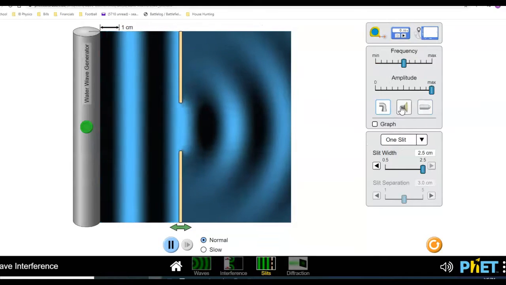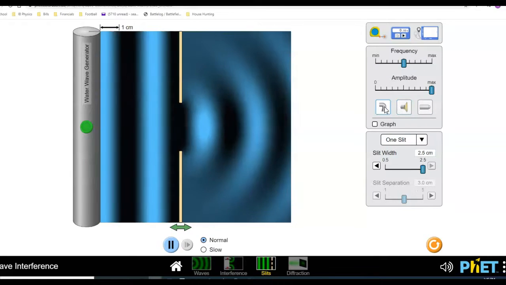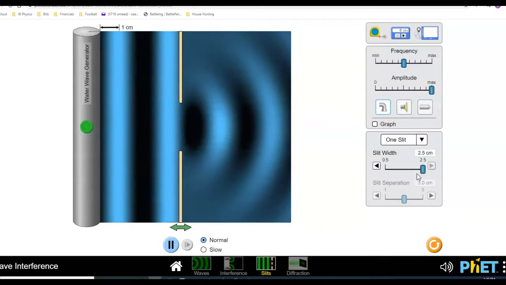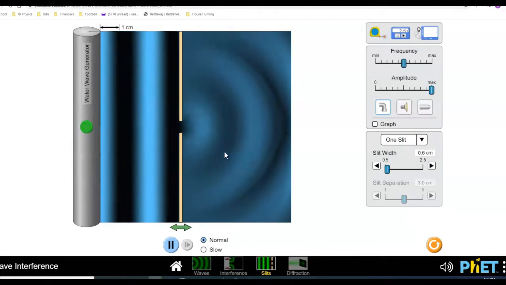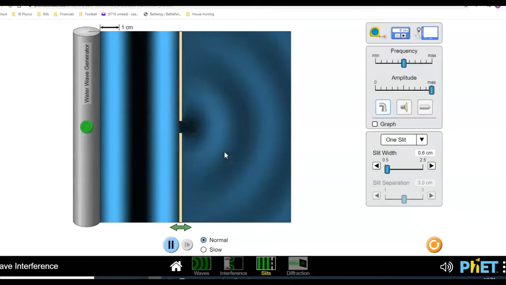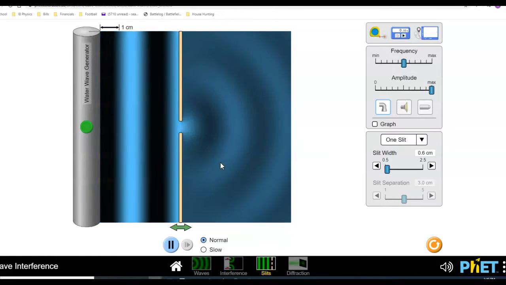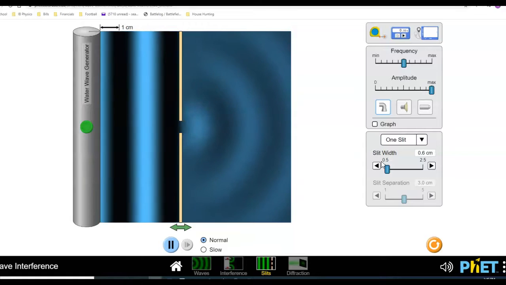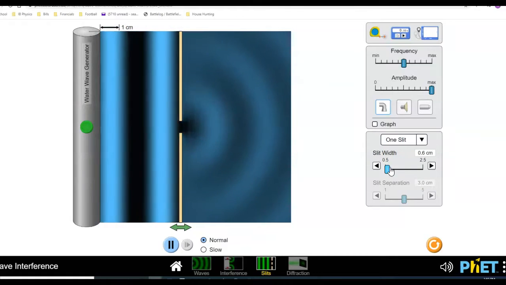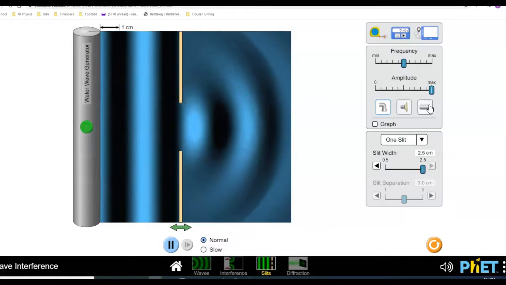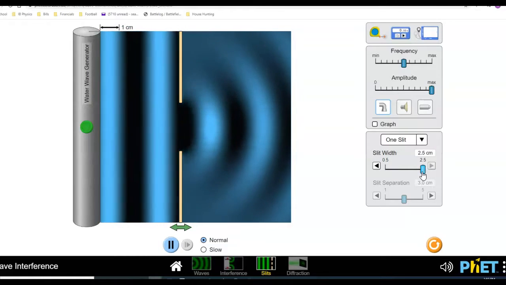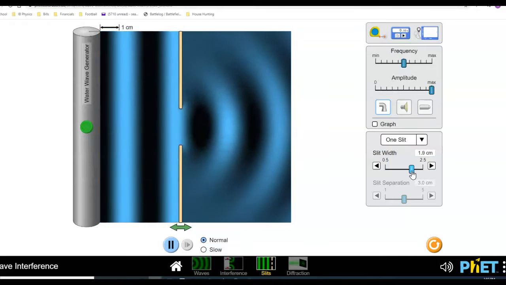And you can see this with water waves, you can see this with sound waves, although that's maybe a little bit harder to see. And so that's what diffraction is. Again, this is not the same as refraction, which is what you get when a wave travels from one medium into another medium. Notice, by the way, that the amount of diffraction I get depends on the size of the slit. The bigger the slit is, you can see, the less diffraction I get.